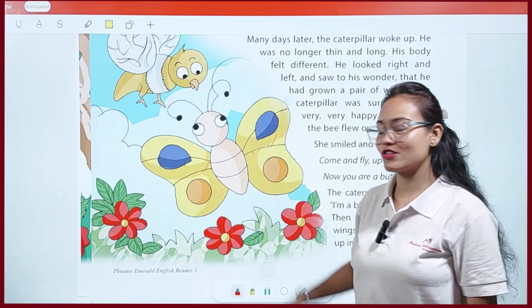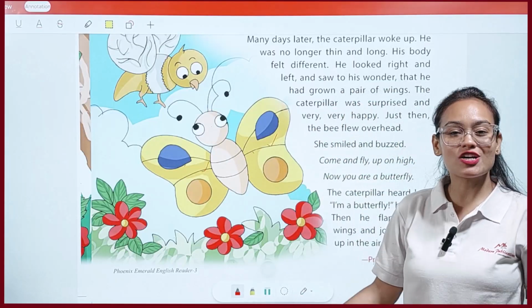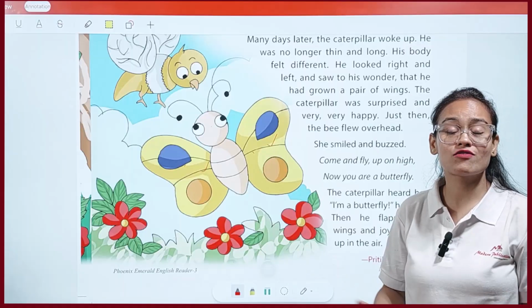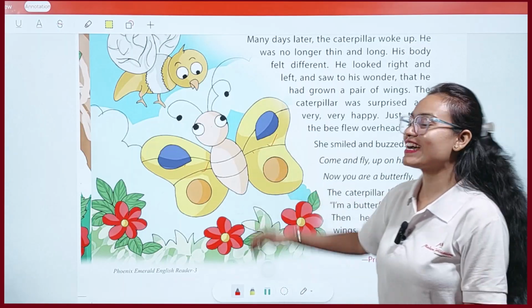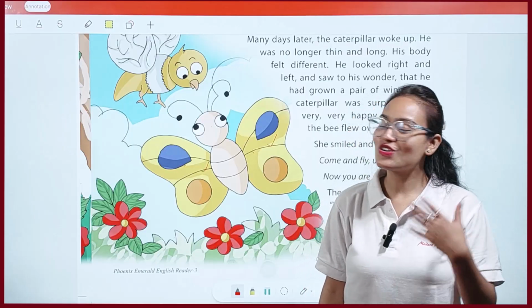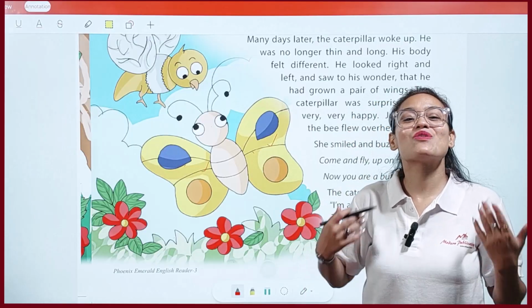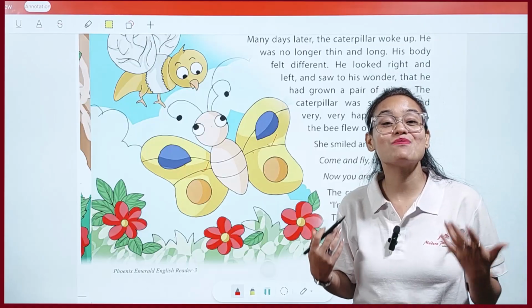So this honeybee told the caterpillar, "Caterpillar, you have just grown wings. Now come and start flying." So this caterpillar started crying, "Don't call me a caterpillar. I am grown up now. I have become a butterfly."